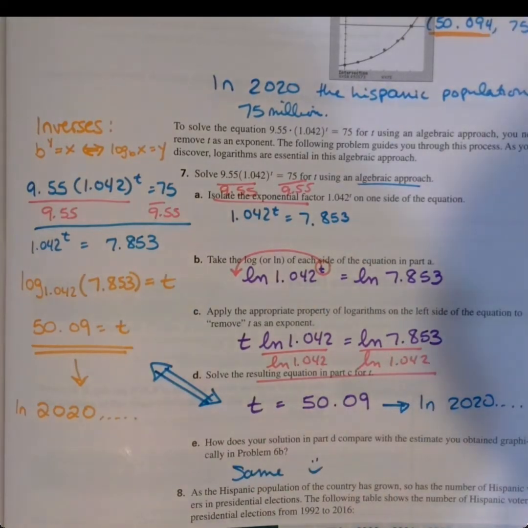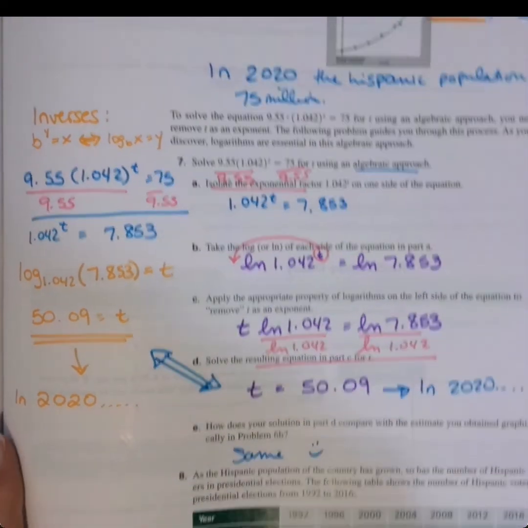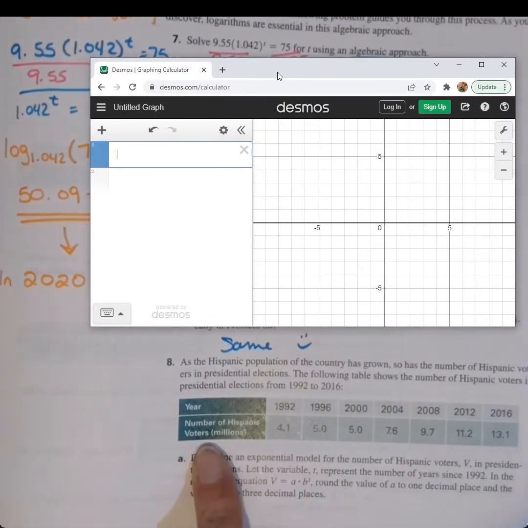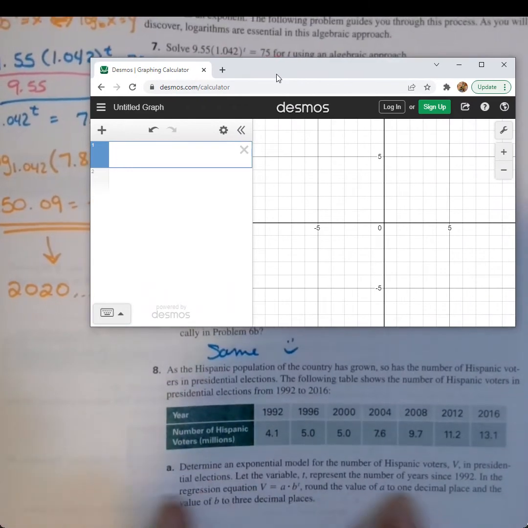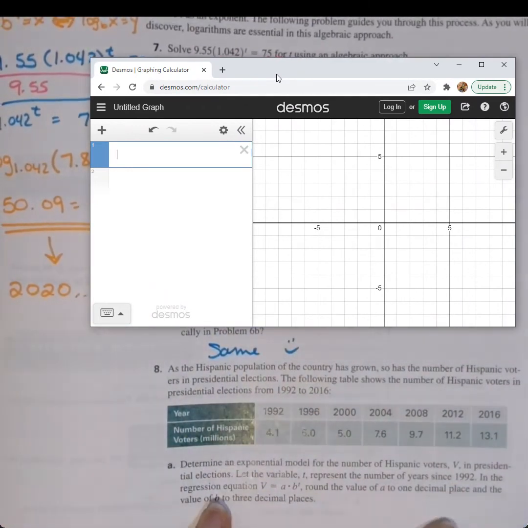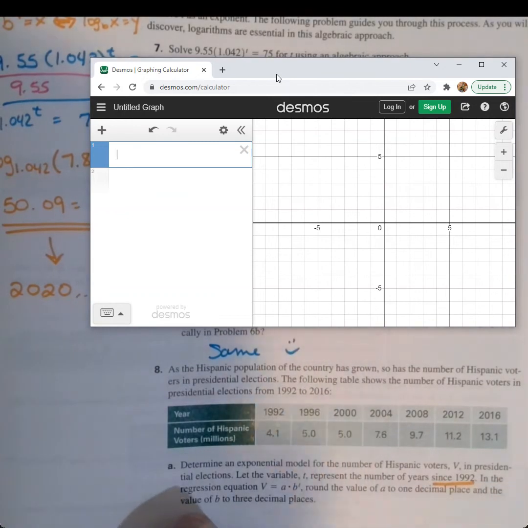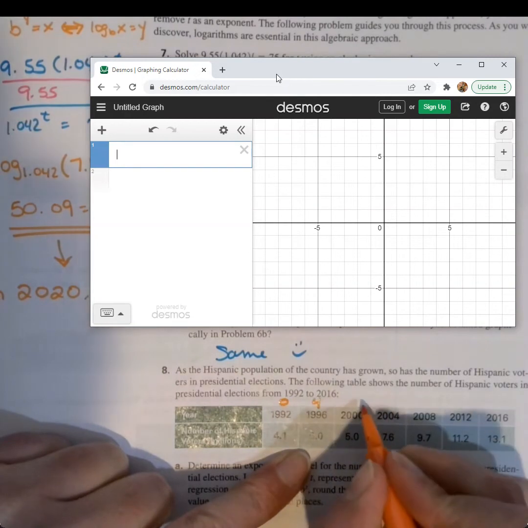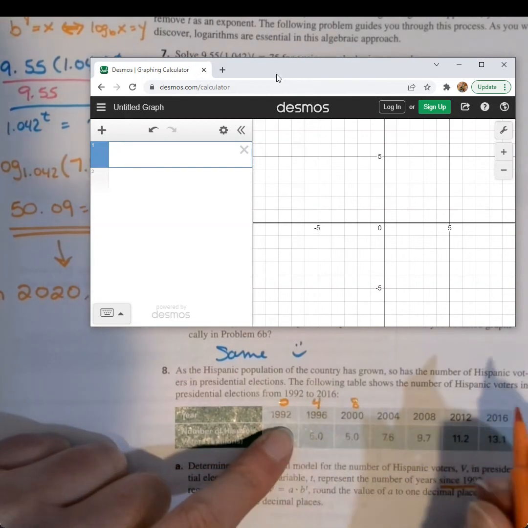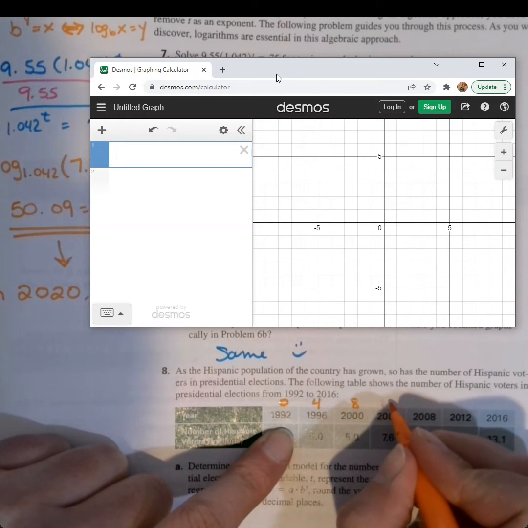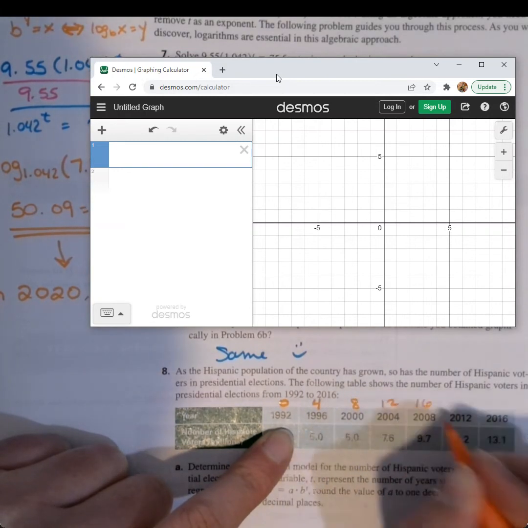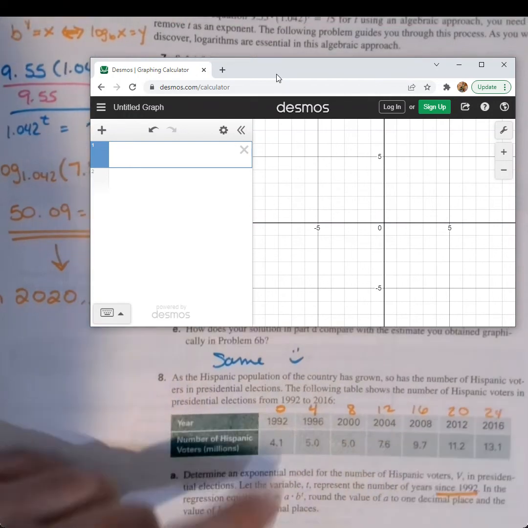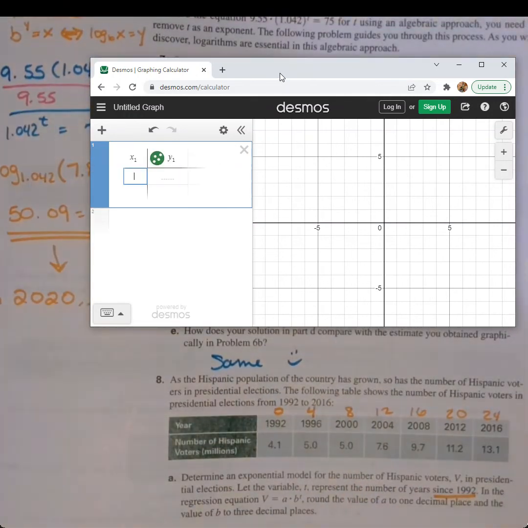All right, so got some data. This is still about Hispanic population, but it's number of voters this time. Number of Hispanic voters, and we want to do years since 1992. So we're going to have 0 for 1992. We're going to have 4 for 1996. We're going to have 8. Then we're going to have 12 and 16 and 20 and 24 for our inputs. Let's get a table going.